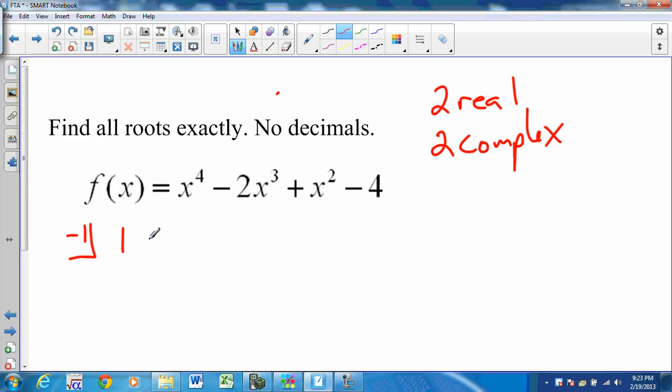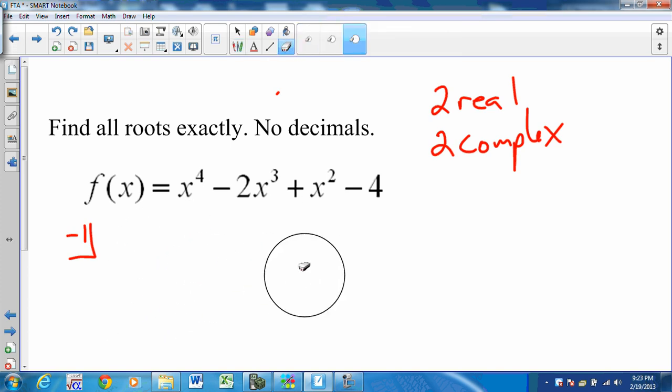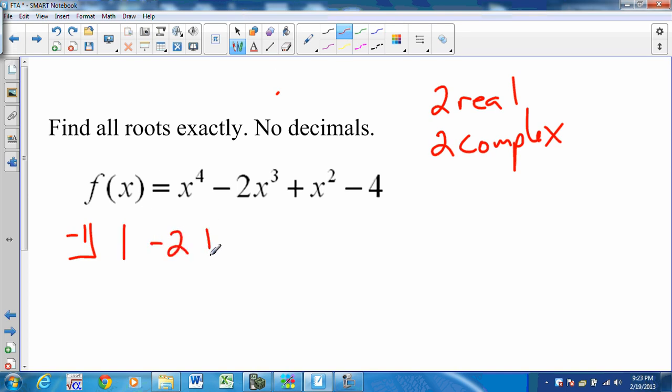Once again, I'm going to need a negative 4. Drop the 1, negative 3. That is 3. That is 4. That's negative 4. I don't get 0. So what did I do wrong? I did this one intentionally wrong. There's no x. I need to make sure I do a 0. So make sure when you do these, you have to put in a 0 if you're missing a term.